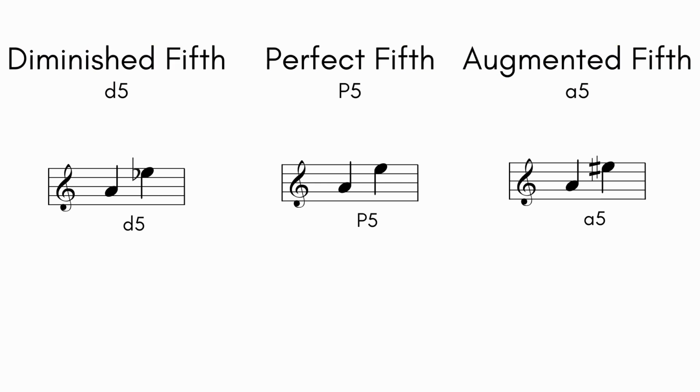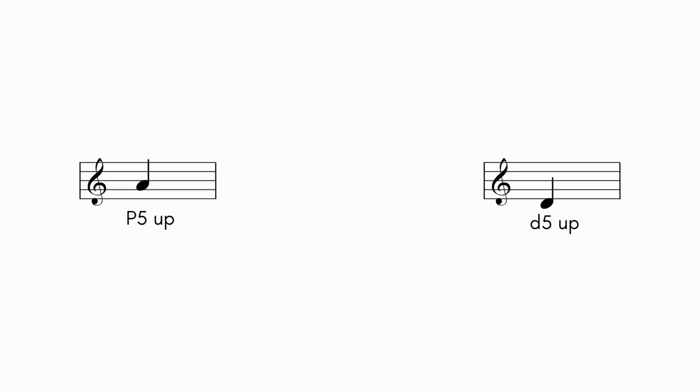Using this information, along with what you now know about intervals, try to figure out what a perfect fifth up from A is and what a diminished fifth up from D is. I will give you 30 seconds, and then I'll share the answers.